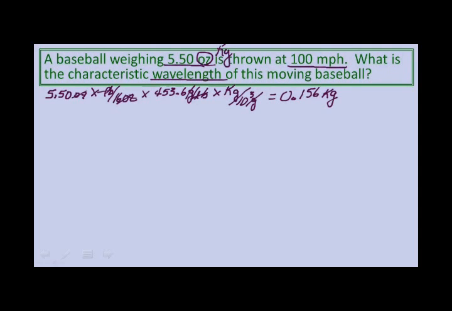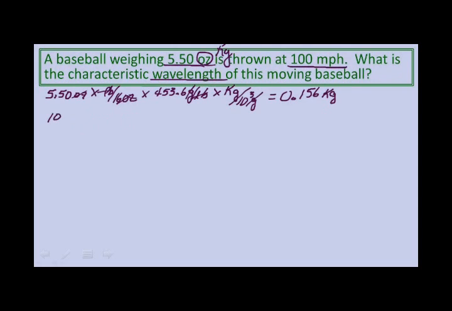Okay, now we've got that. Now we're going to need to get the speed, that's speed, in meters per second. So we're going to get the speed, which is 100 miles an hour, converted to meters per second. So let me back this up here and get rid of some of this, so I will have room to work. Now, here we go.